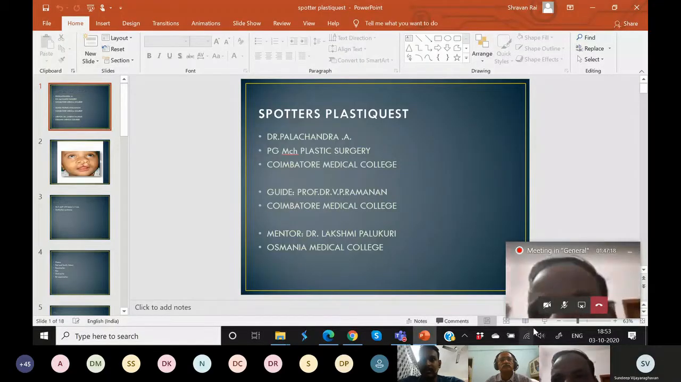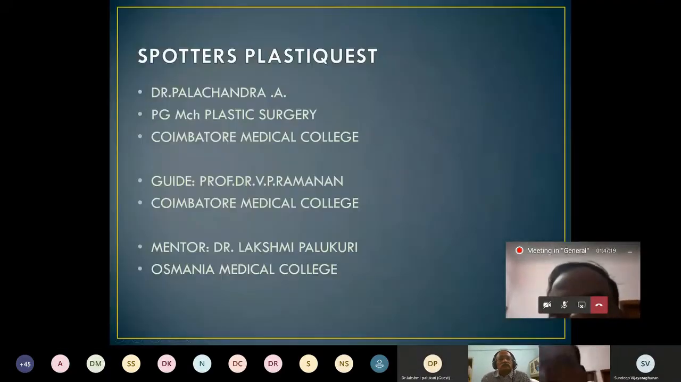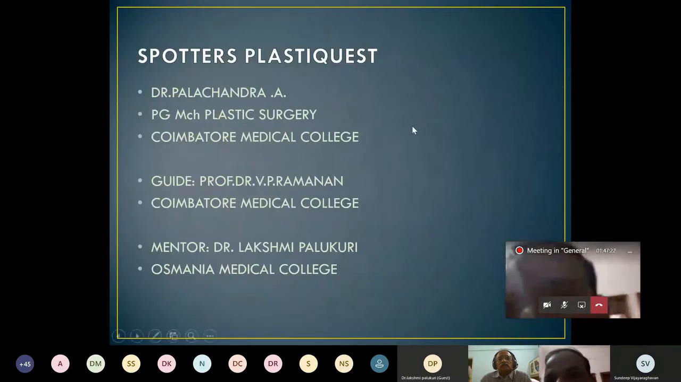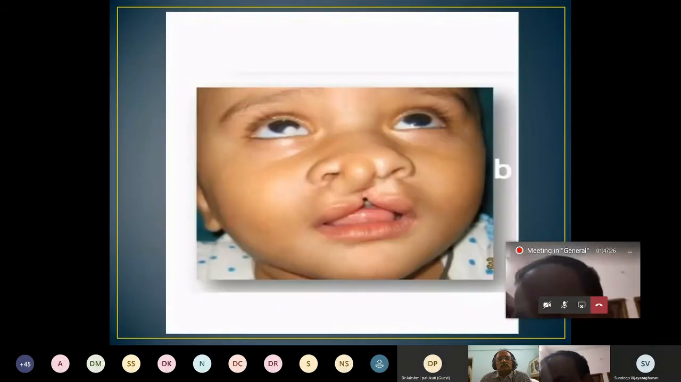Good evening, sir. There are spotters given for me. It's on this the first spotter, which is showing there is a zero cleft according to Tessier's classification. It's a zero cleft involving the nose and upper lip.